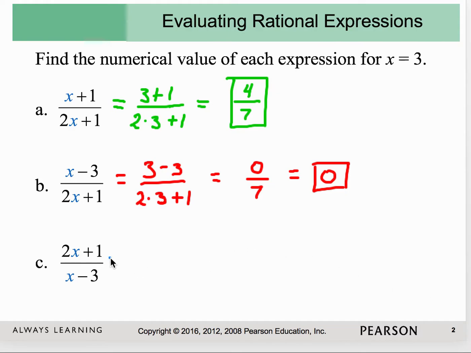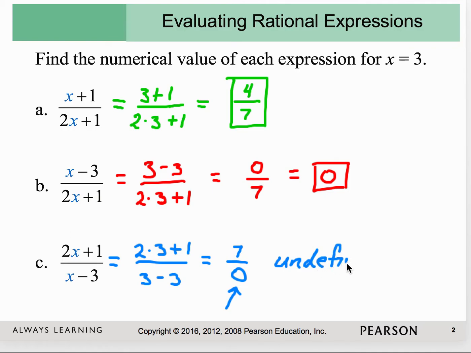Okay, down here, replacing every x with a 3, we get 7 over 0. Can't have zeros in denominators, remember? So we're going to call this undefined. There is no definition of how you can divide by 0.